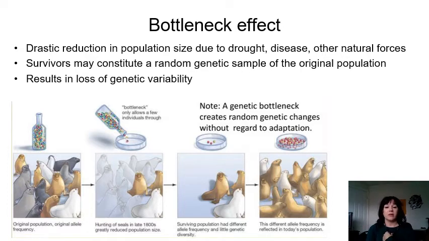An important thing about the founder and the bottleneck effect is that it is random genetic change, right? So it's not like the white and the tan seals had better survival, like it's not like they were faster or better able to avoid humans. It's just random. They just happened to be the ones that were left over after this extensive hunting by humans.